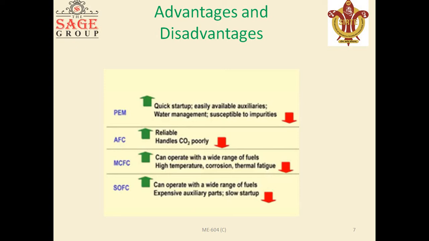And the last one is SOFC. The advantage is the same, they can operate with a wide range of fuels, but the disadvantages are extensive auxiliary parts and slow startup. So these are some of the advantages and disadvantages of different types of fuel cells.